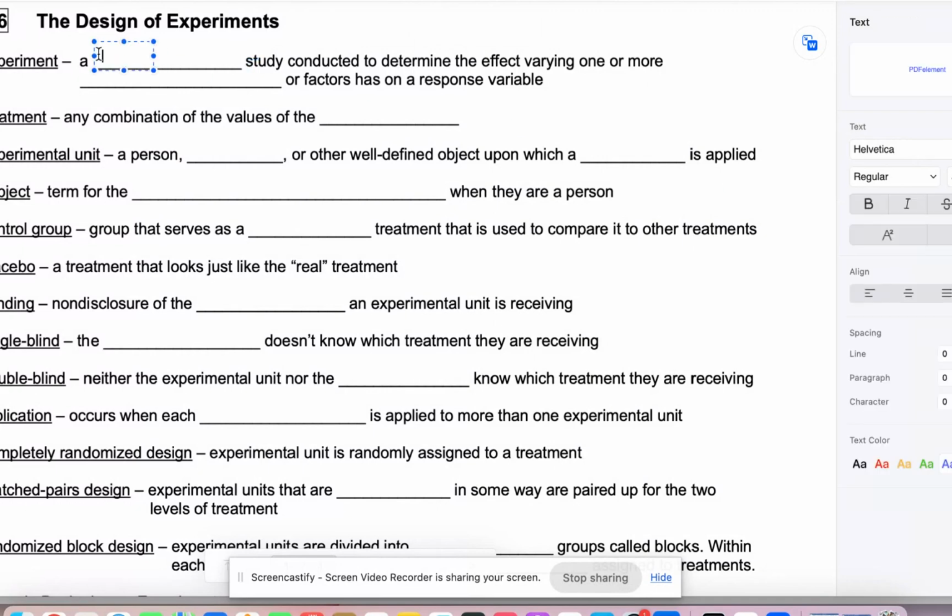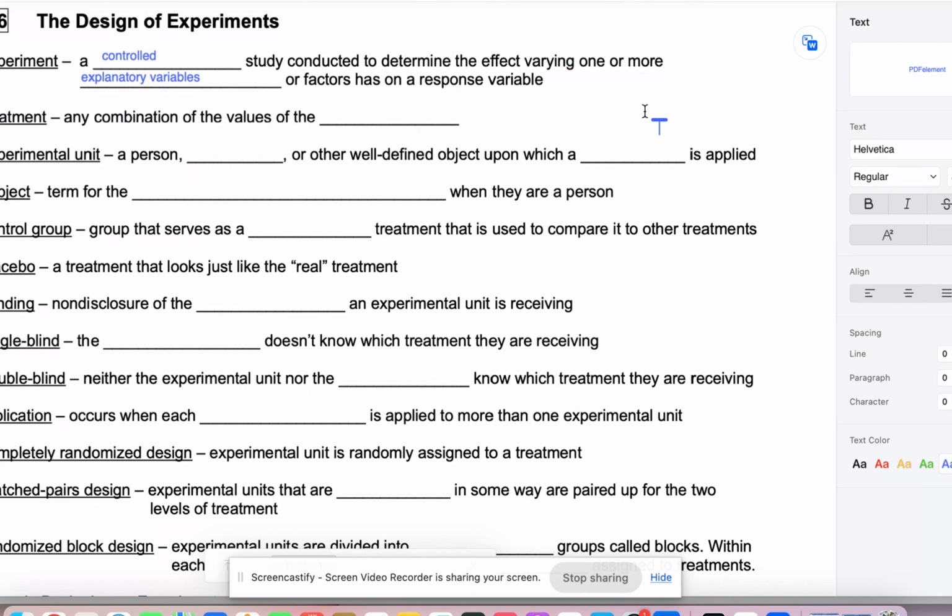So, an experiment by definition is a controlled study conducted to determine the effect of varying one or more explanatory variables or factors. So we can call explanatory variables factors, so they mean the same thing in this case. We are determining the effect that varying those variables or factors has on a response variable.